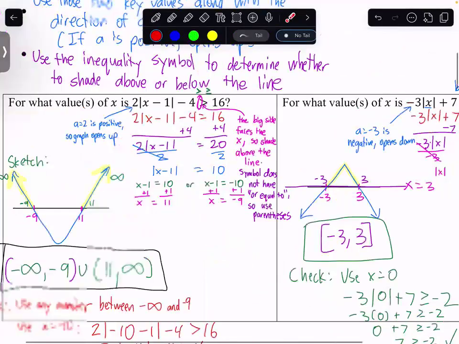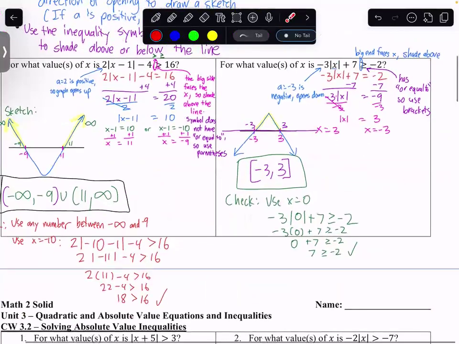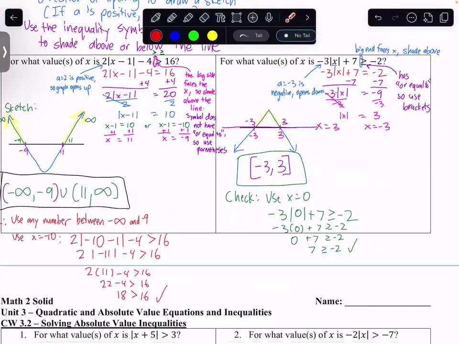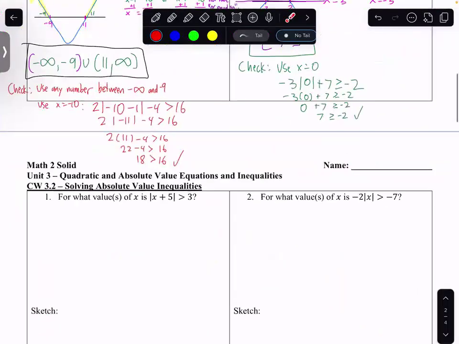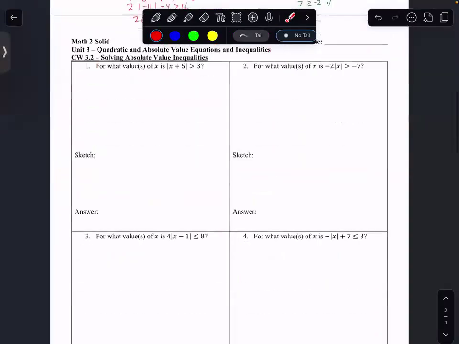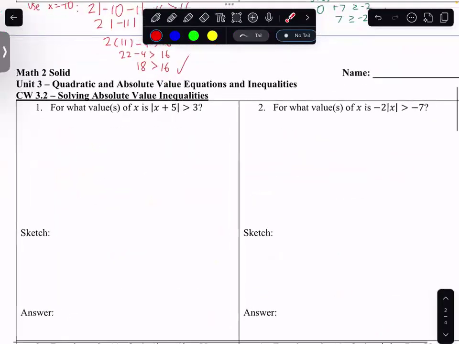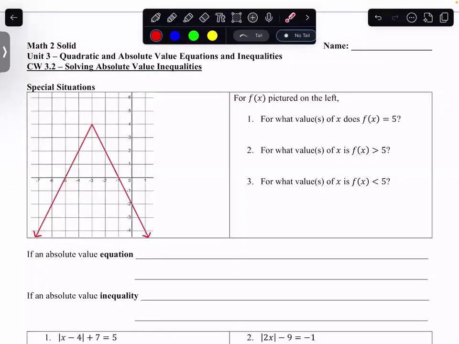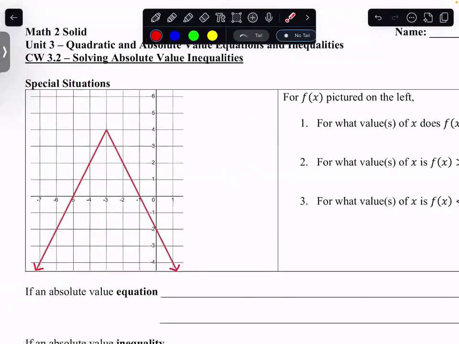Okay. All right. Any other questions on the warm-up? Okay, let's go ahead and have everyone practice it then. So please turn to the second page. Okay, so yeah, let's go over a special situation.